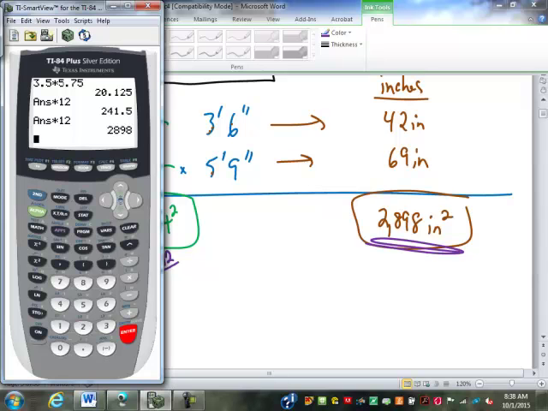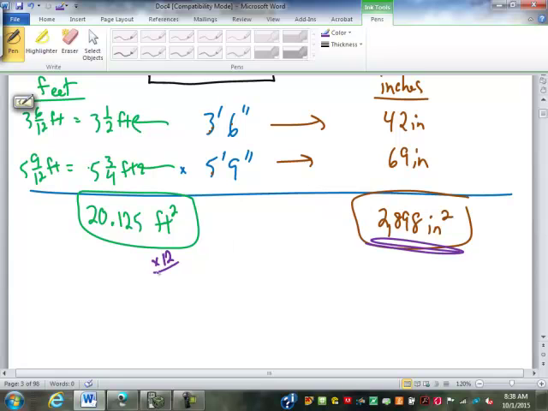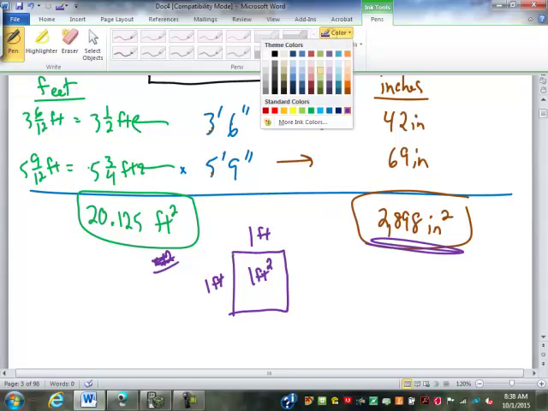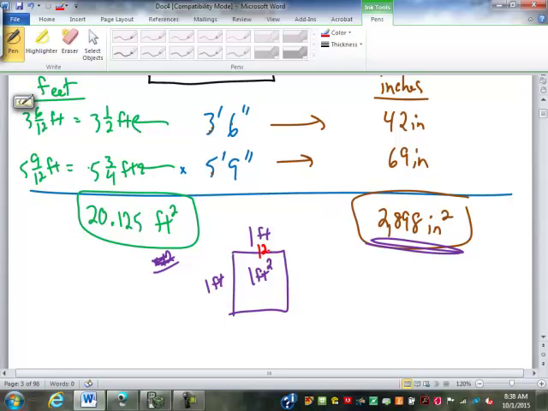Why did we have to multiply by 12 twice? Because it is square feet. Yes. What happens here, this is not feet and inches, it is square feet and square inches. 1 square foot is defined to be 1 foot by 1 foot, which would make it 12 inches by 12 inches. That's why we had to multiply by 12 twice, once for each direction.